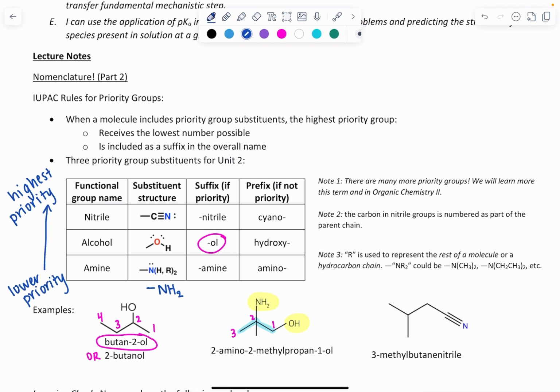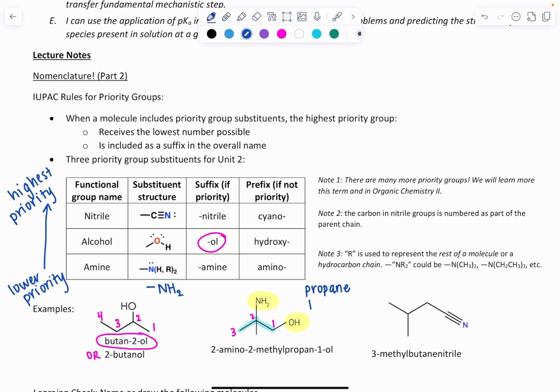So let's just list these elements of the name out like we normally would. Our main chain is propane. On carbon 1, we have an alcohol, and on carbon 2, we have an amine. The higher priority of these 2 groups is the alcohol group. So the 1 gets -ol, the 2 gets amino. And then carbon 2 also has a methyl. So now the higher priority group gets the suffix, so that -1-ol is at the end of the name. The parent chain is right before it. And then all other substituents, so the amino and the methyl, are listed first alphabetically. So we put amino before methyl.